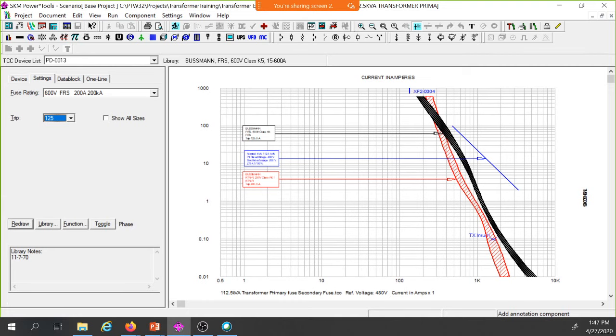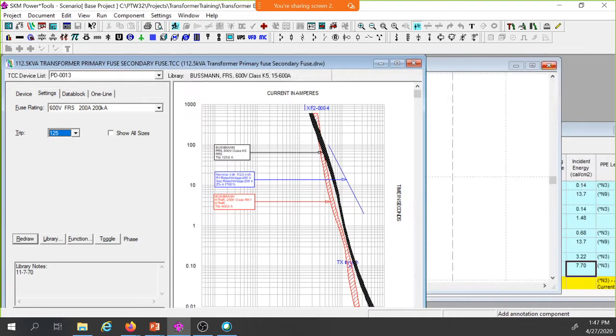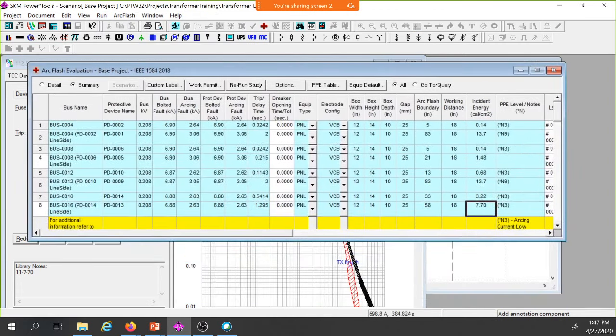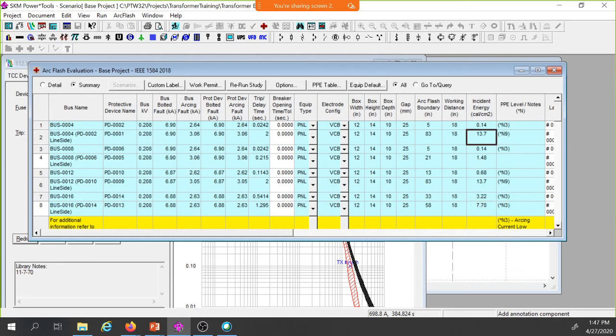All right, so let's take a look at the incident energy on the secondary arc flash evaluation. So this is my incident energy analysis around this transformer. That first panel board on the secondary is the killer, right? So at the 300% or the 250%, the 300 amp breaker molded case, I have to assume line side propagation. So my incident energy is 13 calories at that first panel board.